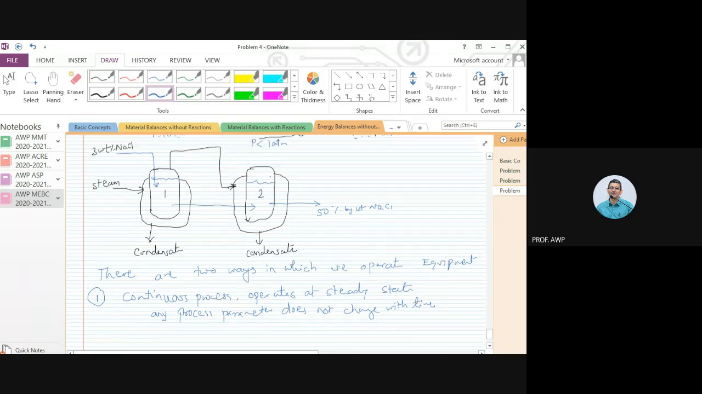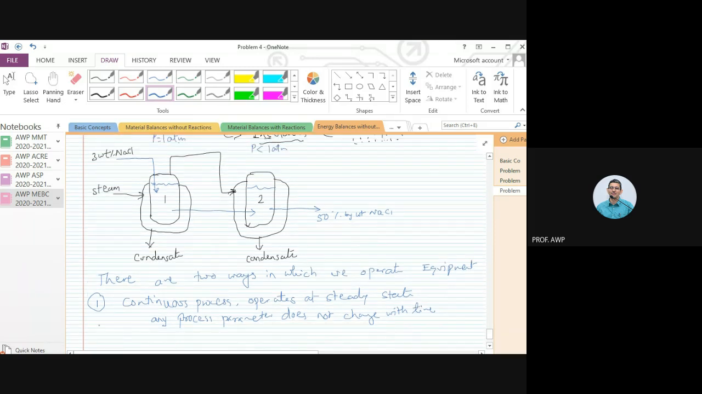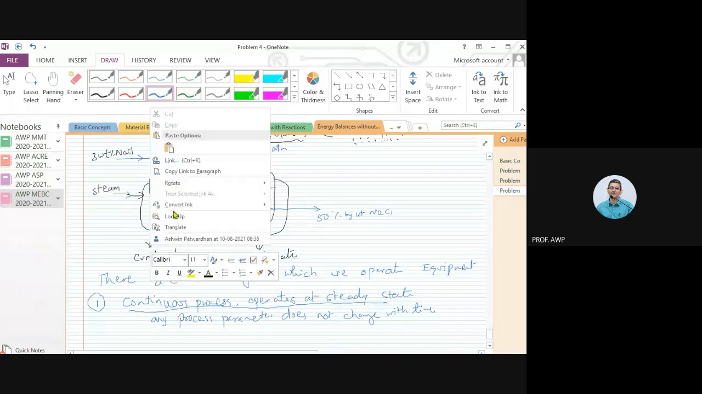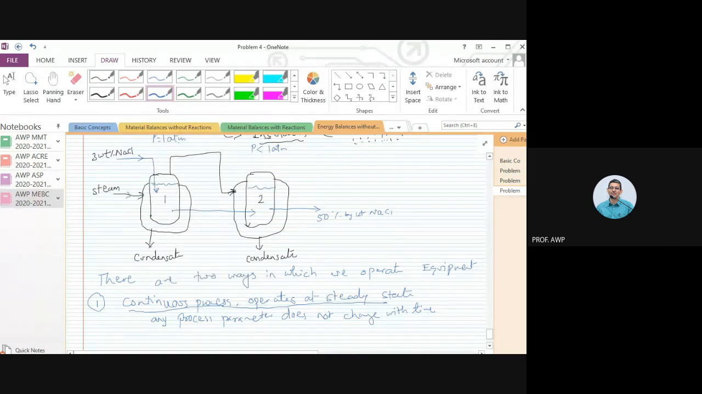Now, if we are operating these multiple effect evaporators in a continuous process at steady state, meaning there are two evaporators, this 3 weight percent sodium chloride is coming in all the time. Steam is supplied all the time. Condensate is going out all the time. This partly concentrated solution is going from evaporator 1 to evaporator 2 all the time. The water vapor is getting vaporized all the time. It is coming to the second effect in the jacket all the time. Condensate is going out all the time. This 50 weight percent NaCl is coming out all the time.